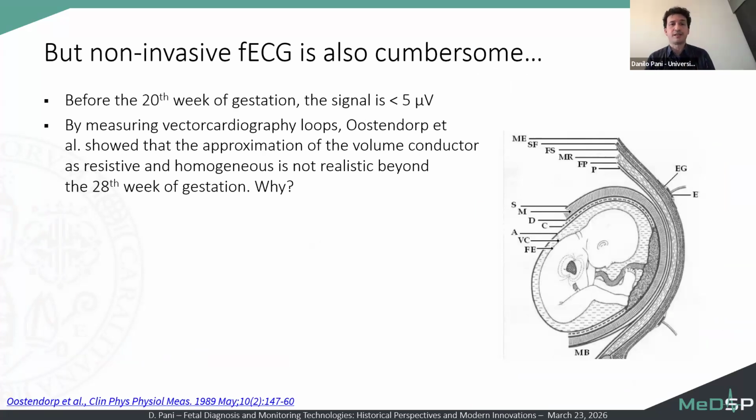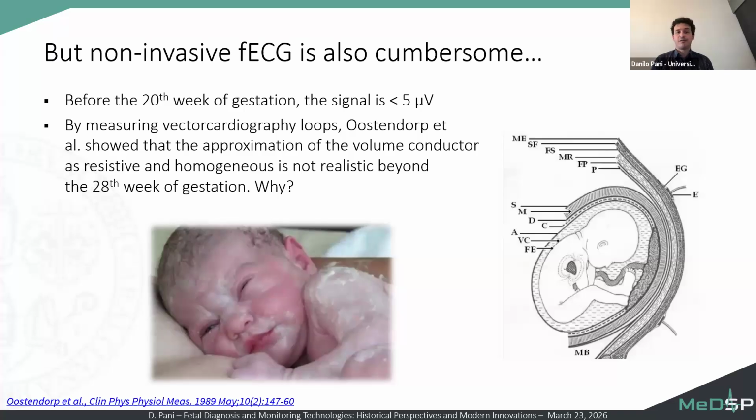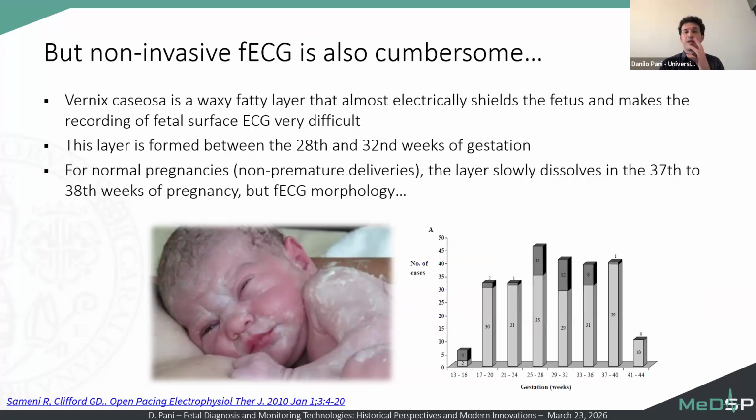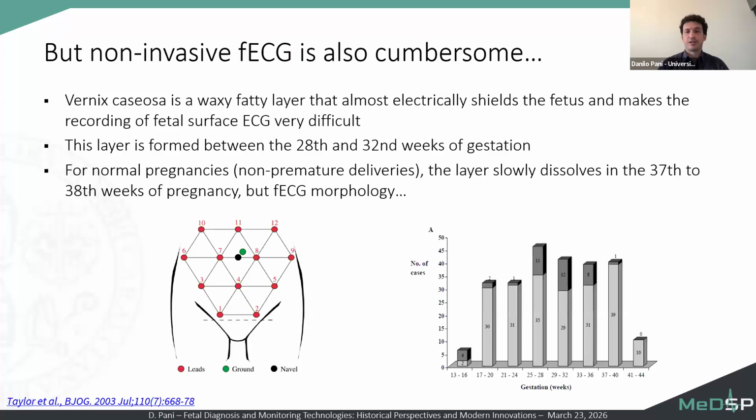So fetal ECG with non-invasive approaches could in principle be better, but there is a critical issue represented by the accessibility of the measurand and by the vernix caseosa, a waxy layer that shields the electrical signals and hampers the detection on the maternal abdomen of the signal from the baby. Moreover, as this layer dissolves during pregnancy, the propagation patterns between the baby and the maternal abdomen also change, making the fetal ECG morphology questionable after 37 weeks of gestation.